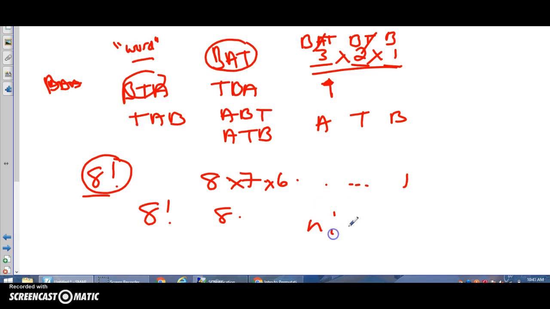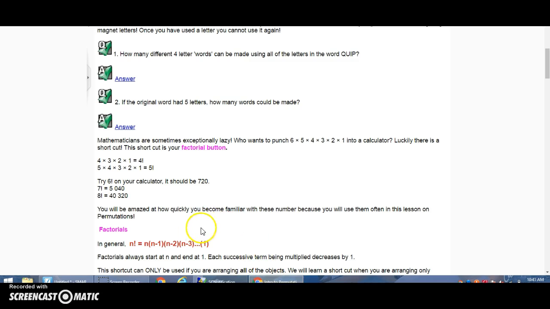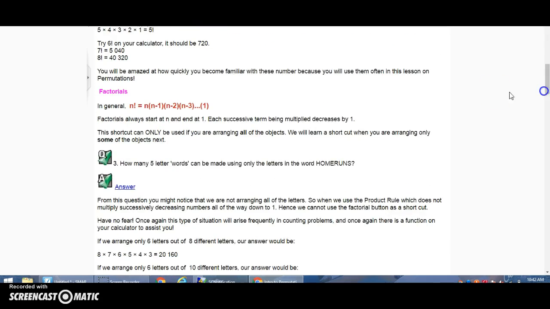8 factorial means 8 times 7 times 6 times 5 times all the way down. So n factorial, you might see this, is n times 1 less than n, 2 less than n, all the way down to 1. They're all multiplying right across. Okay, so that's a huge part of this section is factorial, and that is seen here in U5A2. And you work your way through these questions here, and they're pretty much straightforward this way. There's not much difference between any of these questions here.